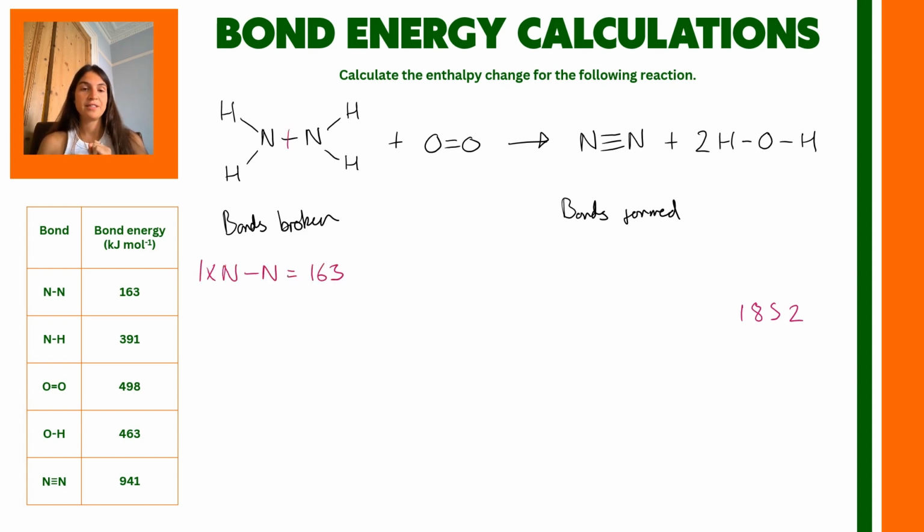So on my left-hand side here, and remember this tip of crossing the bonds off as you go, I've got one nitrogen single bonded to another nitrogen. I look at my table and that's 163 kilojoules per mole.